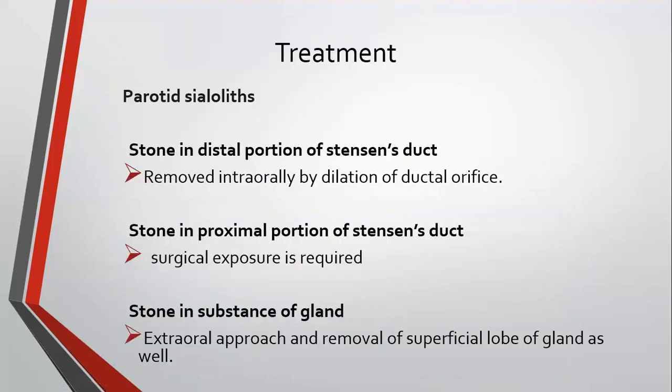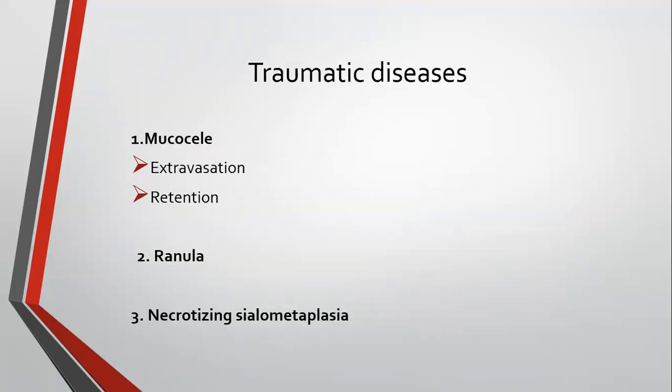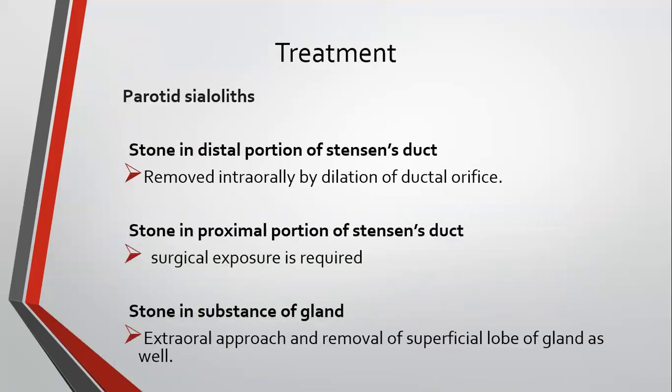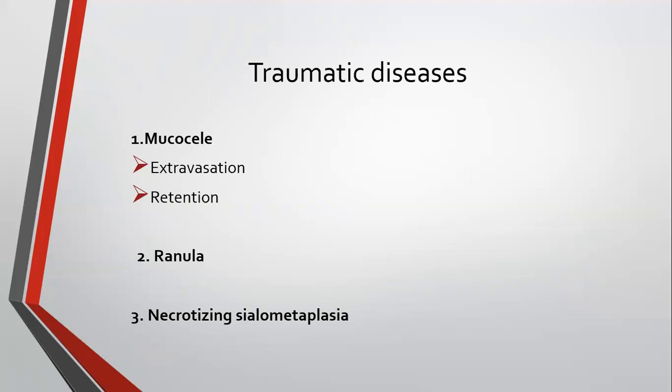So the treatment includes, if it's basically parotid sialolithiasis, then you need to remove it in three segments. If the stone is in the distal portion of Stenson duct, it is basically removed intraorally by dilation of the ductal orifice. If the stone is in the proximal portion of Stenson duct, then you need to expose it surgically. And if it is present in the substance of the gland, an extraoral approach is required, and removal of the superficial lobe of the gland as well. So you can treat parotid sialolithiasis in this manner.